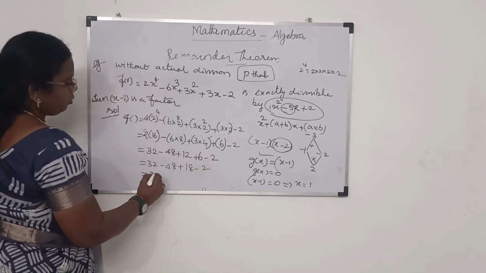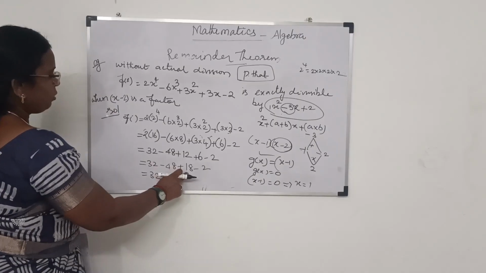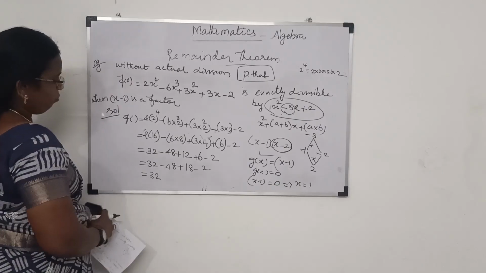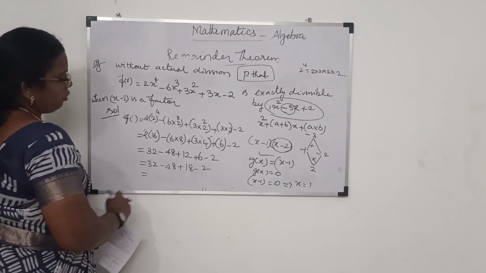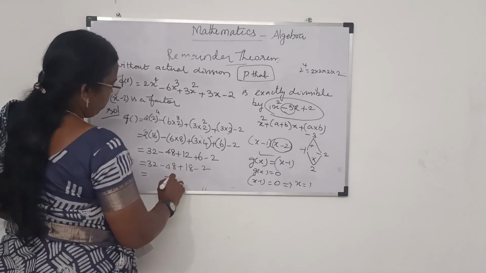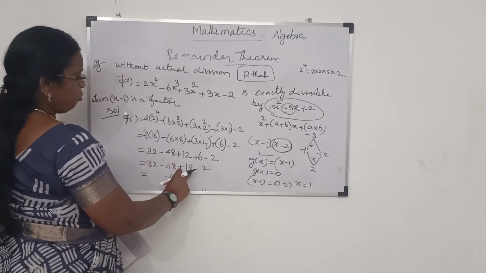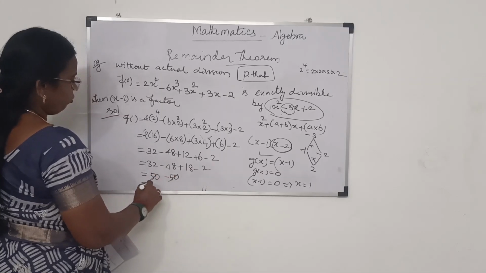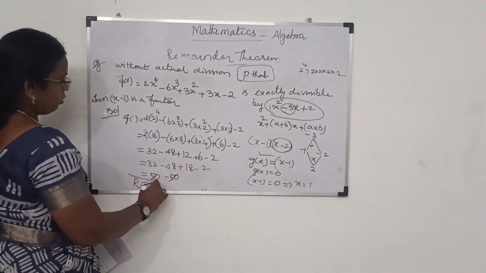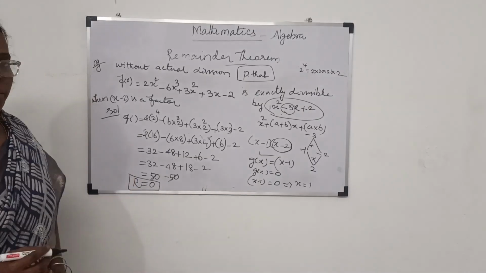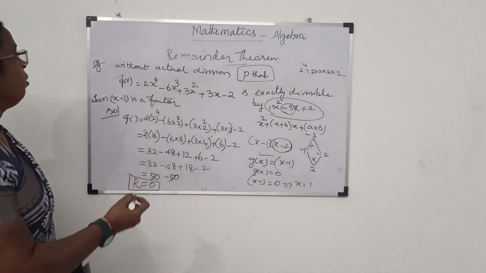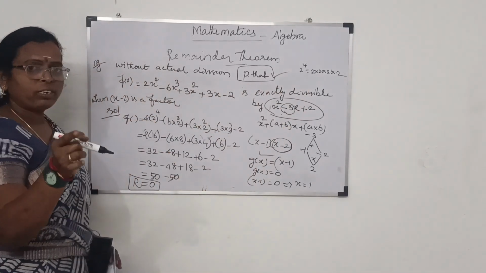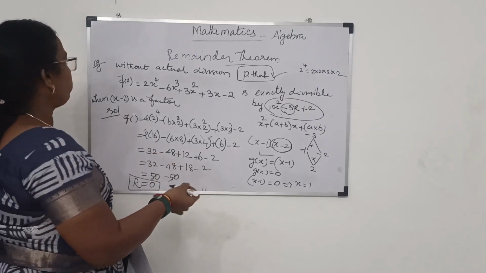So 32 plus 12 plus 6 is 50, and minus 48 minus 2 is minus 50. So 32 plus 18 plus 50 minus 50, automatically this will be 0. So the remainder is 0. This is the proof. What we had to prove, without actual division, is that if you get 0, that is the proof.